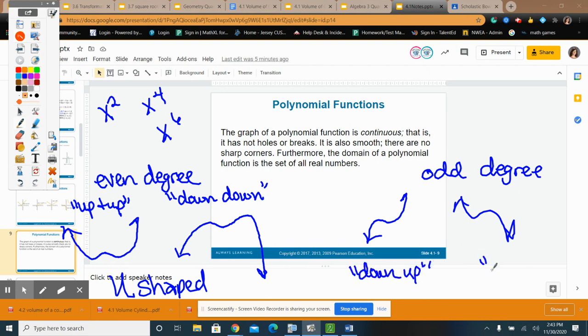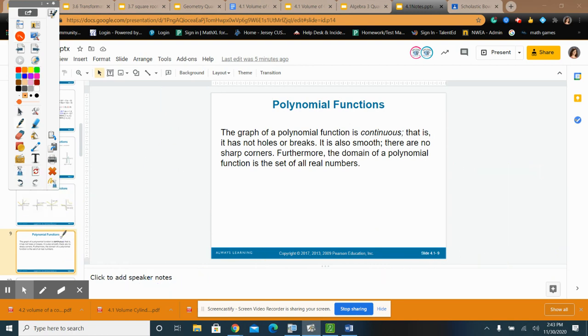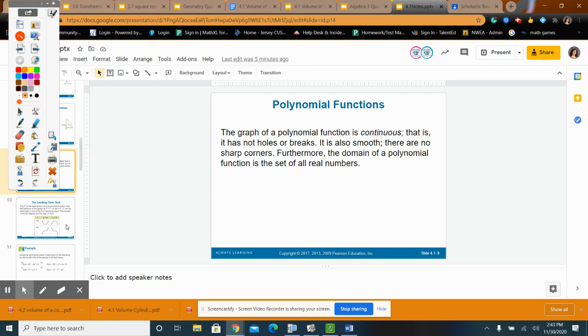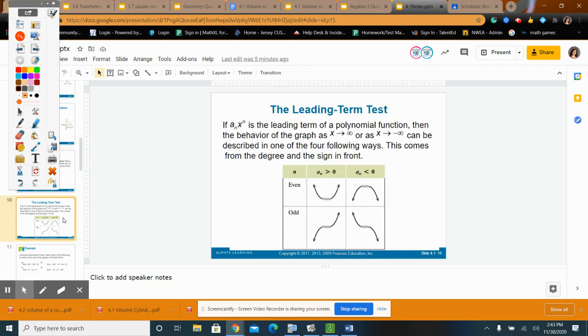And this one is an up and then a down. And that's what I said is called the end behavior. How can you tell what your graph will look like? Well, the only thing you really need to know to help you figure out what the graph is going to look like is this leading term test. And what it does is it tells you what the end behavior will be.